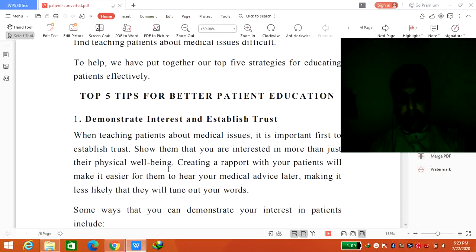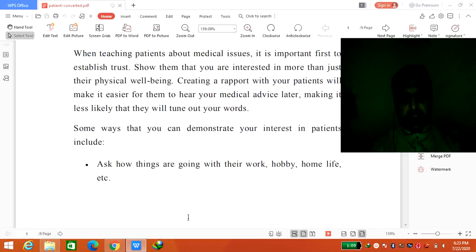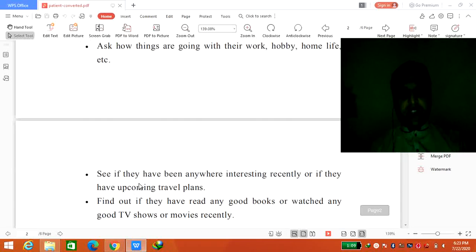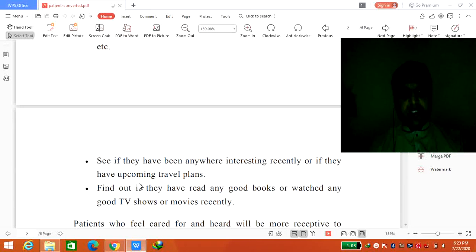Of course, this makes it less likely that they will tune out your words. Some ways that you can demonstrate your interest in the patient include, first, asking how things are going with their work, hobbies, and home life. You should give 1 to 3 minutes to the patient and share general information. A general discussion should be there. And the next one: see if they have been doing anything interesting recently, or if they have upcoming travel plans.